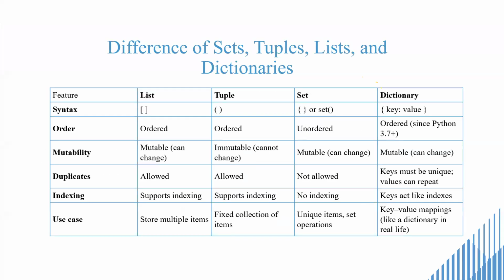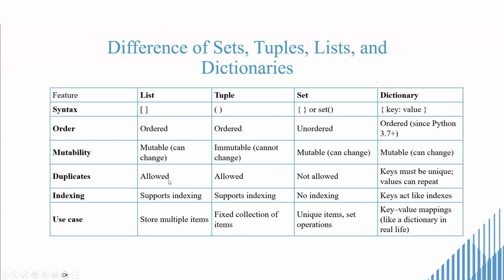Just give me a little so that I can give you the definition, then you are going to work for yourself. So, the difference between sets, tuples, lists, and dictionaries. You can see here that a list is ordered. Keep in mind these important things: ordered, mutable, can be changed. A list can be changed. Duplicacy is allowed.